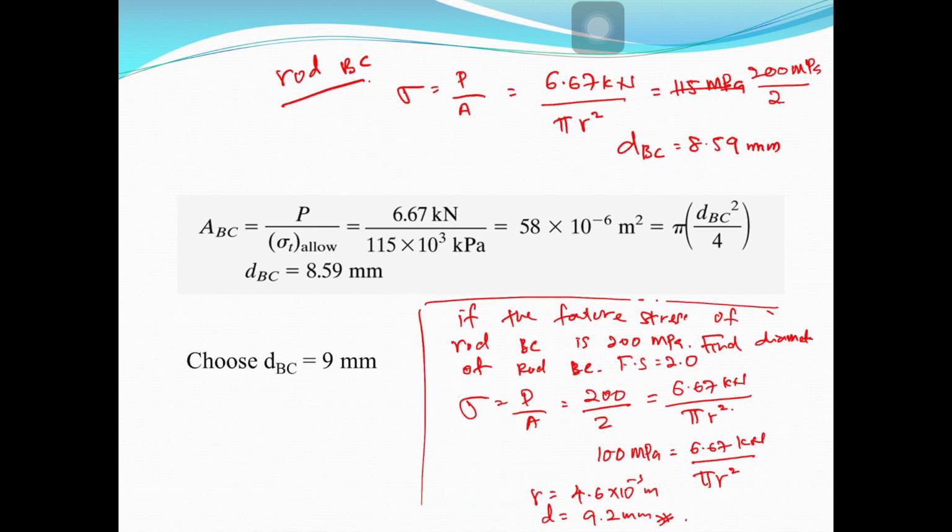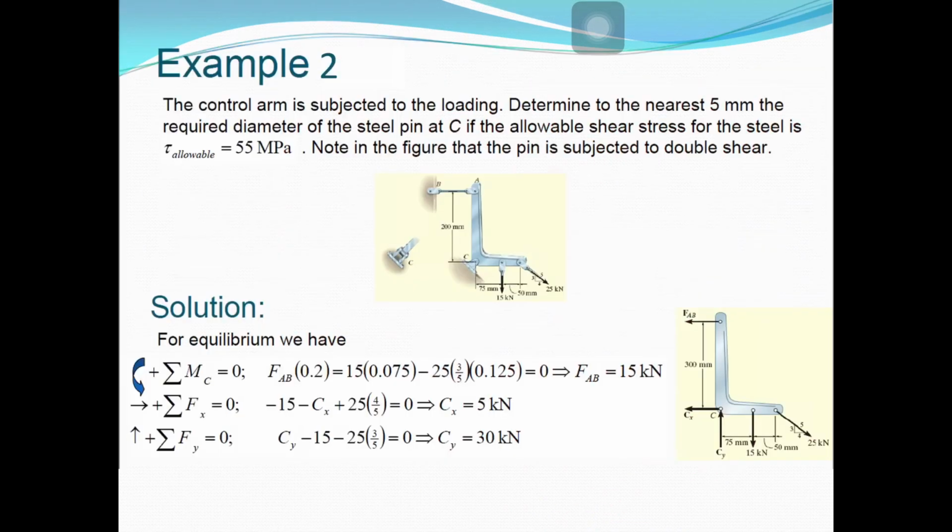Also you can use this as an answer, or this one. So this thing, I think you need to just look at yourself. Nearest 5 mm means 0, 5, 10, 15, 20.